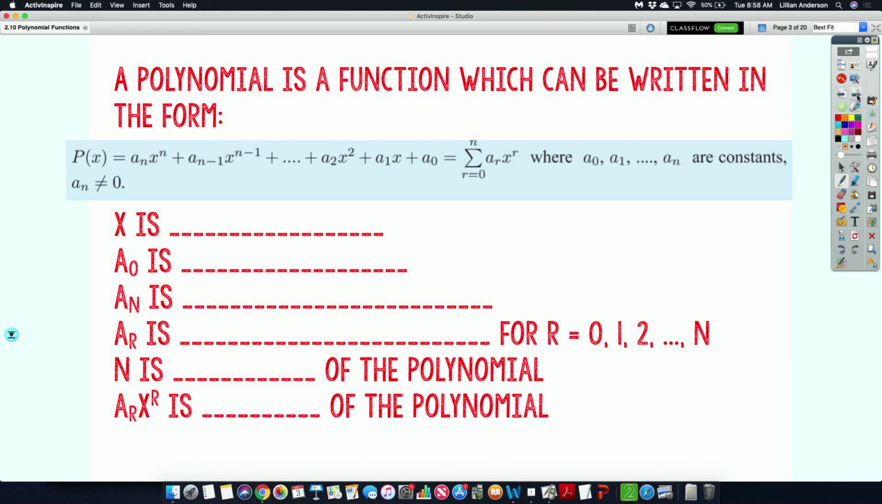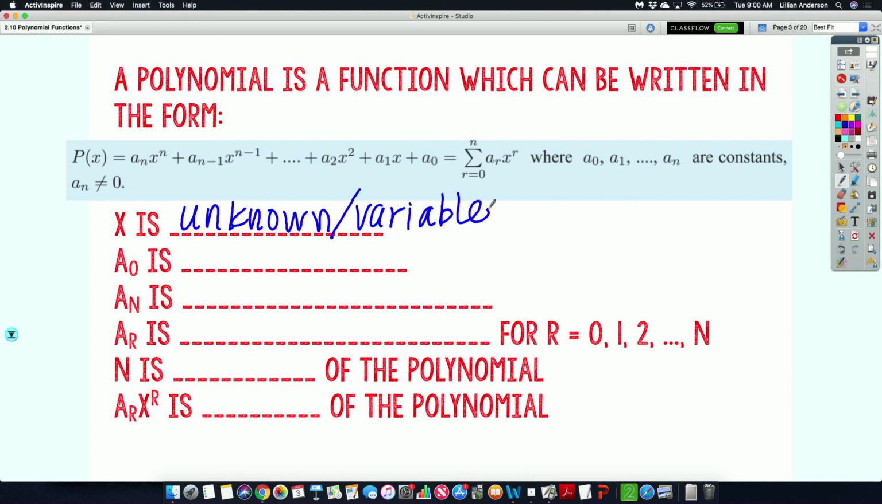Now again, x is considered your what? Your unknown value. What other word means that? Variable. Your variable. X is your unknown value. It is your variable. If you think about all of the different polynomial equations, every single one of them has an unknown. That's a variable.